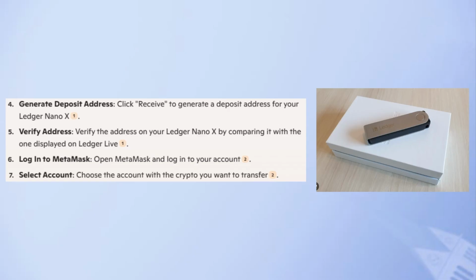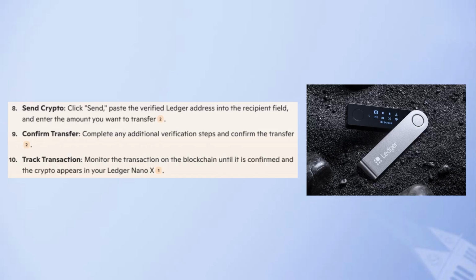First, download and install Ledger Live on your computer. Plug in your Ledger Nano X to your computer and open Ledger Live. In Ledger Live, click on Accounts and select Add Account. Choose the cryptocurrency you want to transfer. Now, click Receive to generate a deposit address for your Ledger Nano X. Verify the address on your Ledger Nano X by comparing it with the one displayed on Ledger Live.